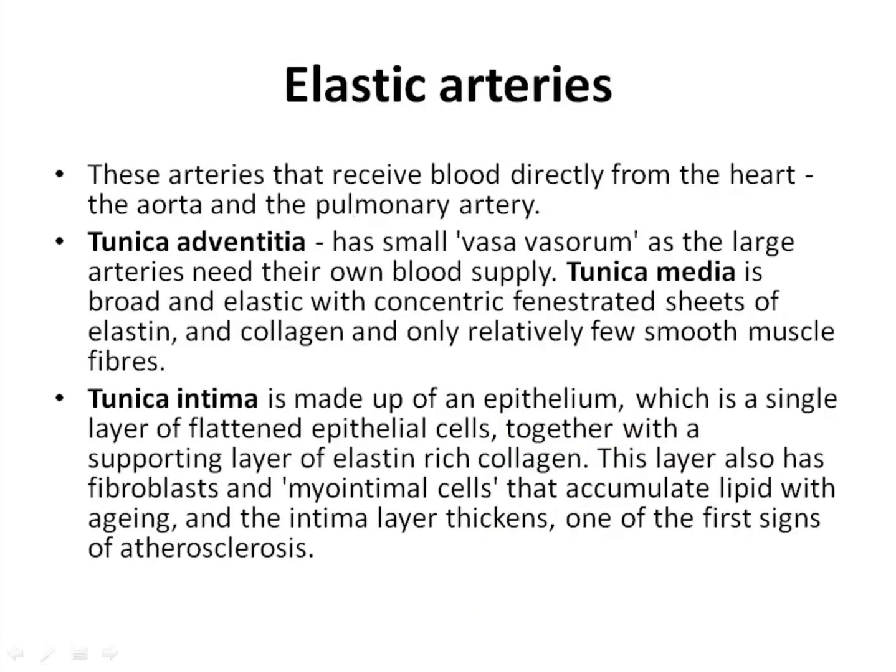Here we'll quickly see the histological structure of this elastic artery. The basic structure is the same: the innermost layer, tunica intima, then tunica media, and adventitia. But a little bit of variation in the quantity of adventitia, media, and intima happens in the types of arteries. Arteries that receive blood directly from the heart, that is the major aorta or pulmonary arteries, come under this category. In the tunica adventitia, they have small vasa vasorum, as the large arteries need their own blood supply.